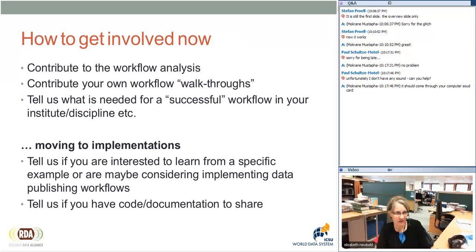And if you're interested in actually learning from specifics and perhaps being a use case, perhaps you're new to this, starting out, and you would like to try and apply a generic workflow, that would be really great. So if you've got anything to share, we'd love to hear from you. And so that's me. Thank you.